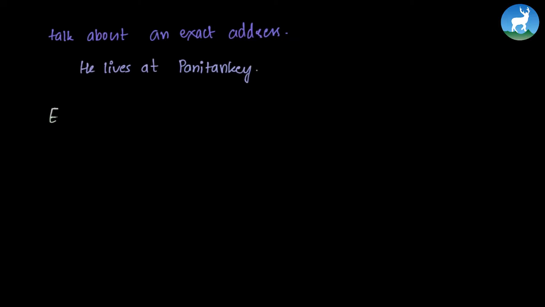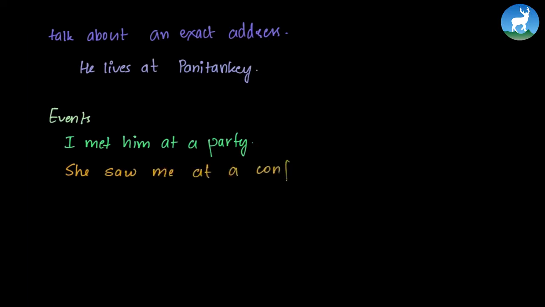When we talk about events, we use at. For example, I met him at a party. She saw me at a conference. We can say we met at a meeting. So these are specific events: at a party, at a conference, at a meeting.